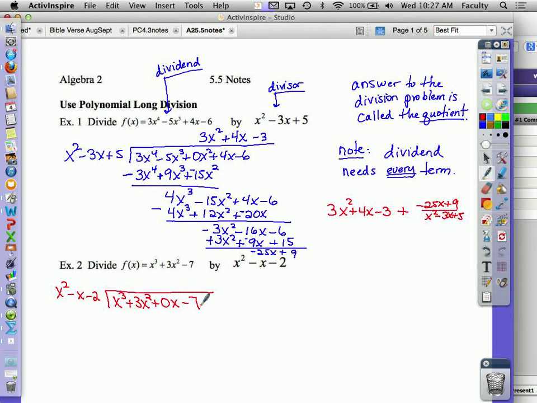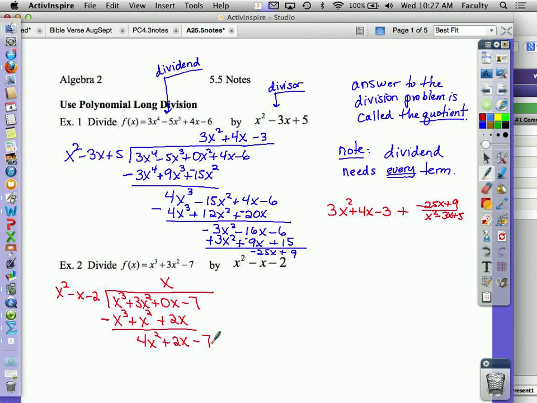Then I'm going to ask myself, x squared times what is x cubed? X. So I'm going to line it up here, and then I'm going to multiply. So that gives me x cubed minus x squared minus 2x. And then I need to subtract, so that's the opposite, and add 4x squared plus 2x, and then you just are subtracting or adding 0, so it's just negative 7.